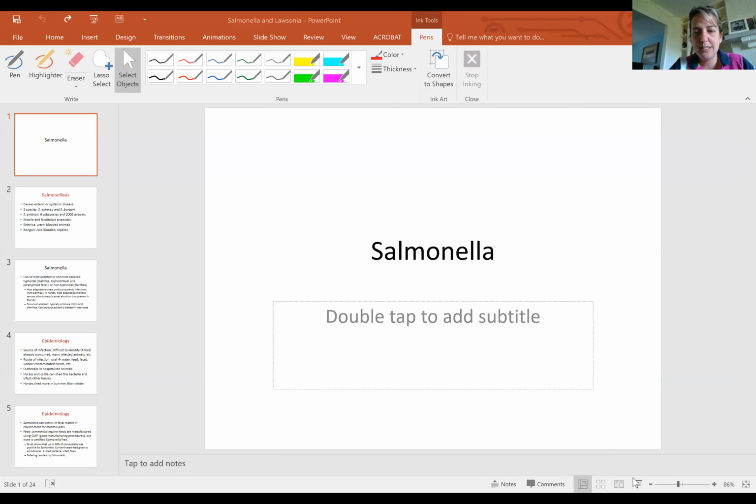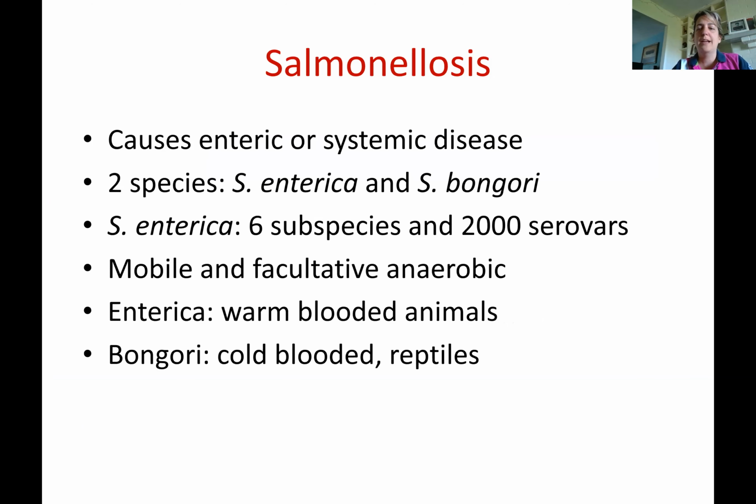Okay, everyone. So in continuing with the GI tract diseases, today we're going to talk about Salmonella. So we're going to share the screen here. Salmonella is a disease that affects a wide number of animals. I'm sure you have heard of this disease. It affects humans. It affects a lot of animals, okay?